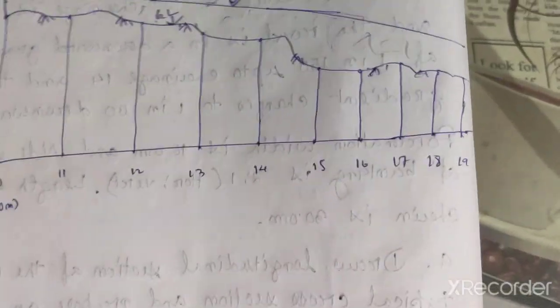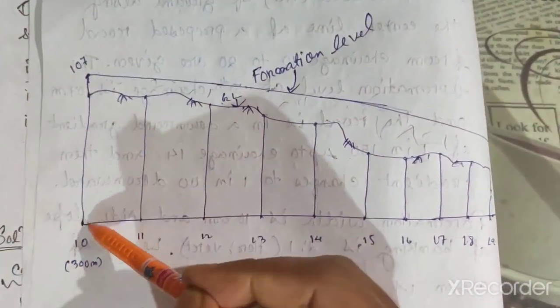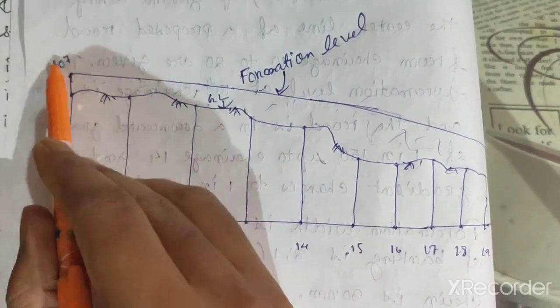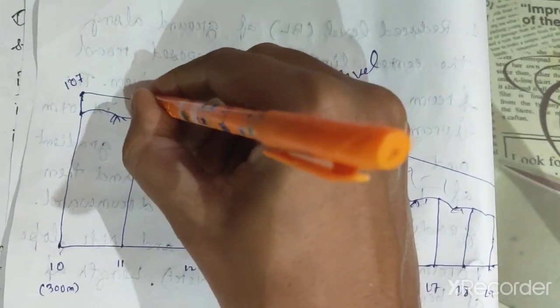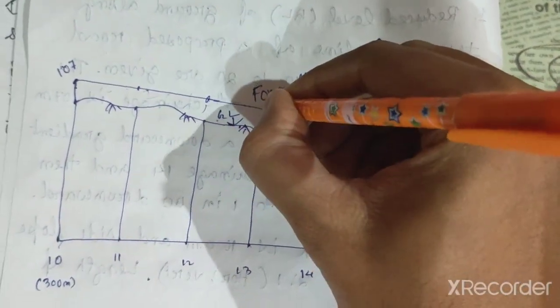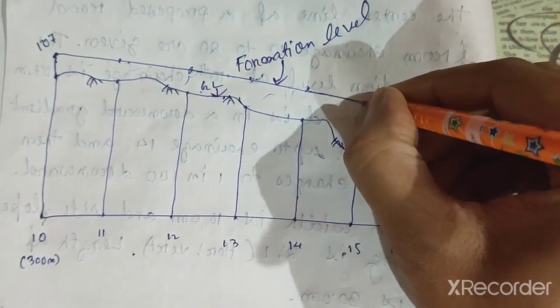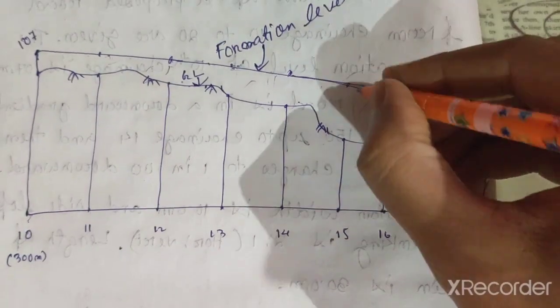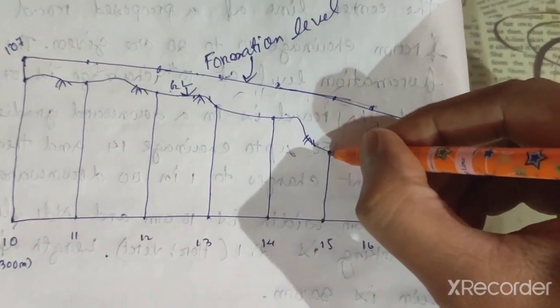So let us go back to the figure. The very beginning RL of the formation line is 107. But what about this RL? What about this RL? What about this RL? RL at every station, we need to find out. We only know the RL of the existing ground level.